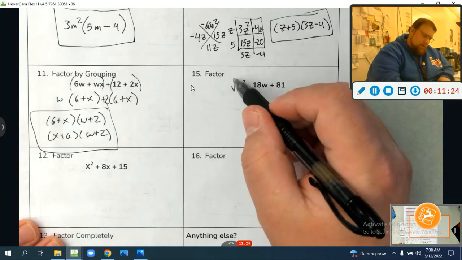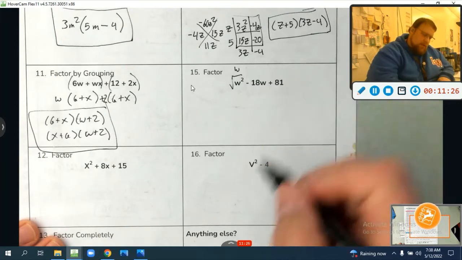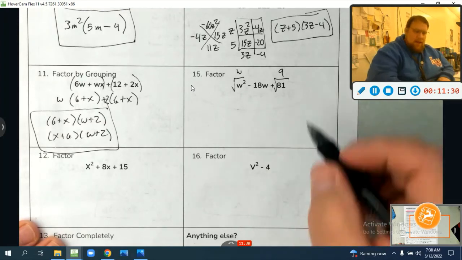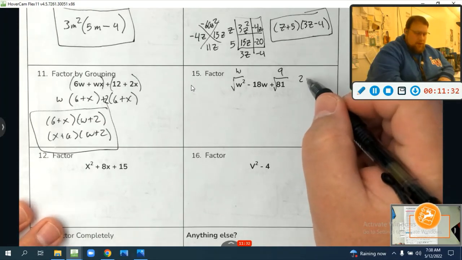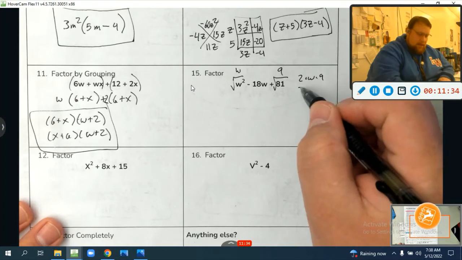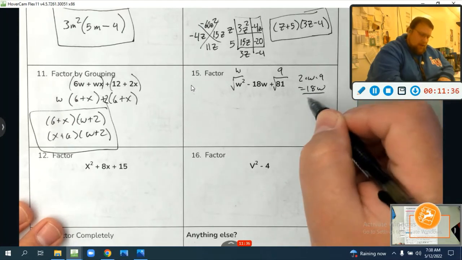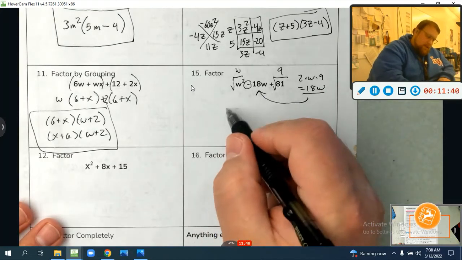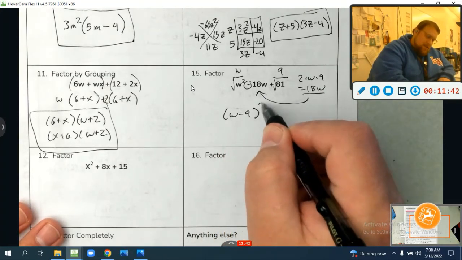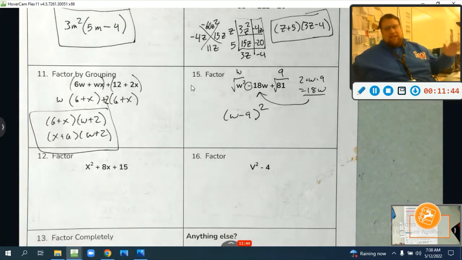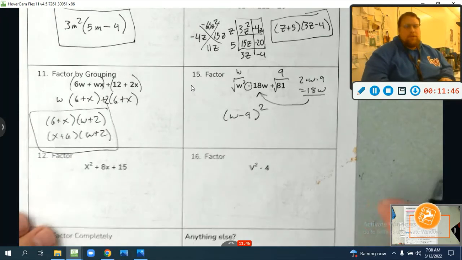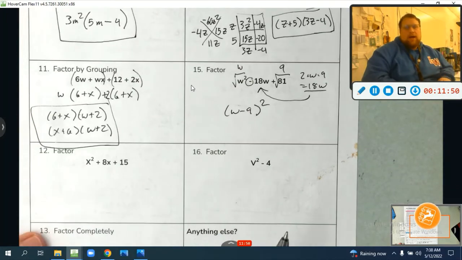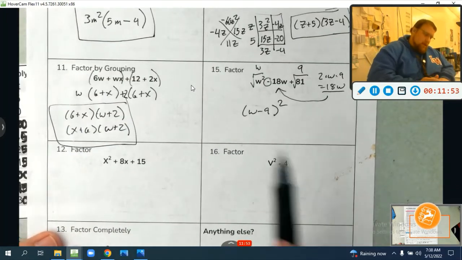I wonder, what's the square root of W squared? It's W. What's the square root of 81? It's 9. Hey, now we got to test it. What's 2 times W times 9? That's 18W. It matches. Therefore, and there's a minus, this is just going to be W minus 9 squared. Look at that. You're welcome to use the generic rectangle and diamond. It will work.